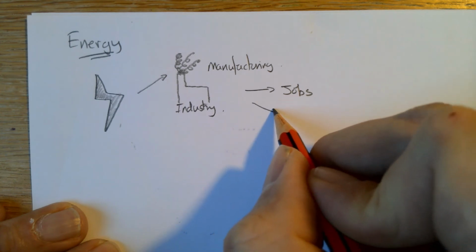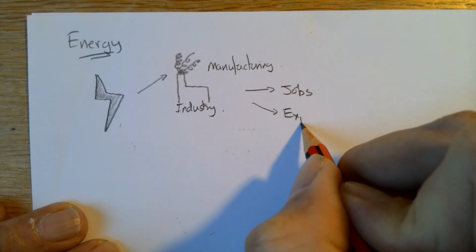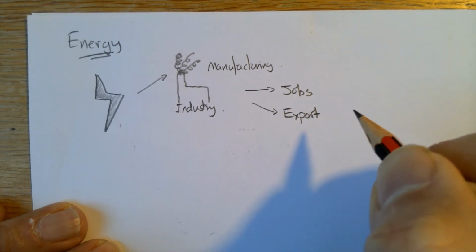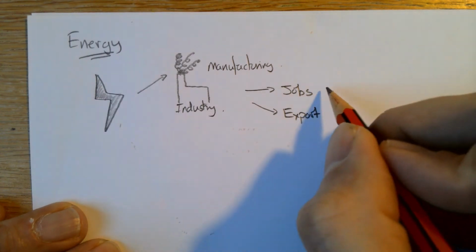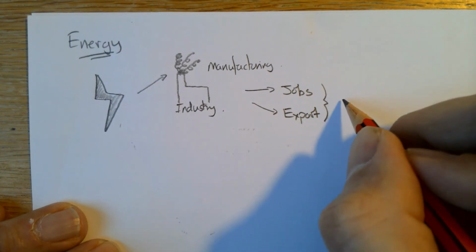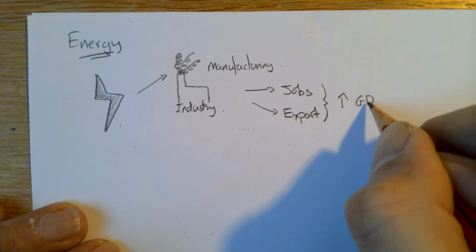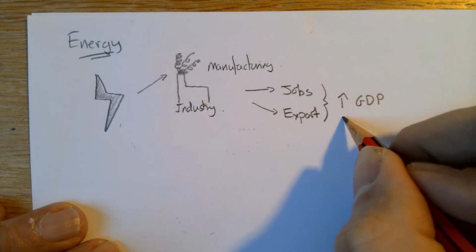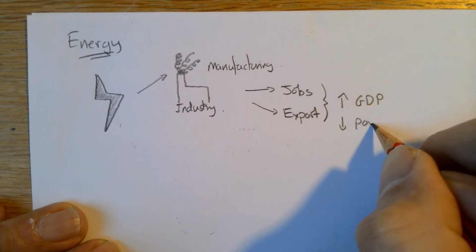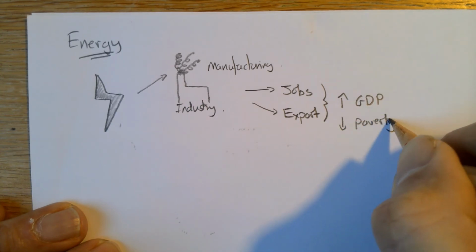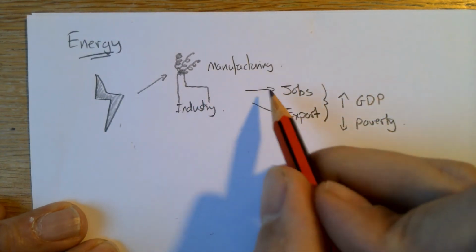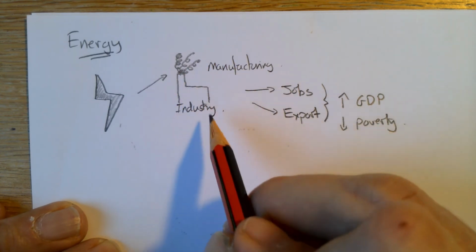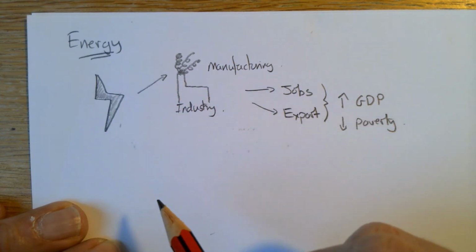Also, it allows a country to export the things that it makes, and both of those are going to lead to an increase in the gross domestic product, the GDP of a country, and they're going to decrease poverty. But in order for all of that to happen, this lovely industry developing, we do need an energy source.